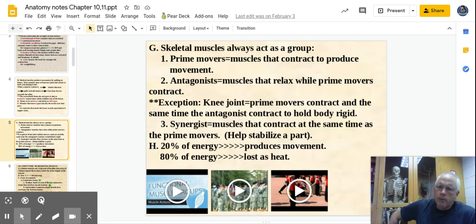Most of the time, a prime mover contracts and the antagonist relaxes. Synergists are muscles that contract at the same time, and they help stabilize a part. So these have to all work together to produce these smooth, coordinated movements and allow us not to be jerking all over the place. Okay.